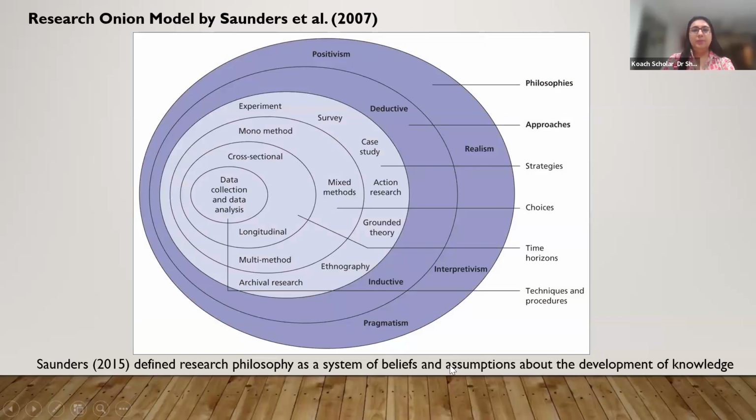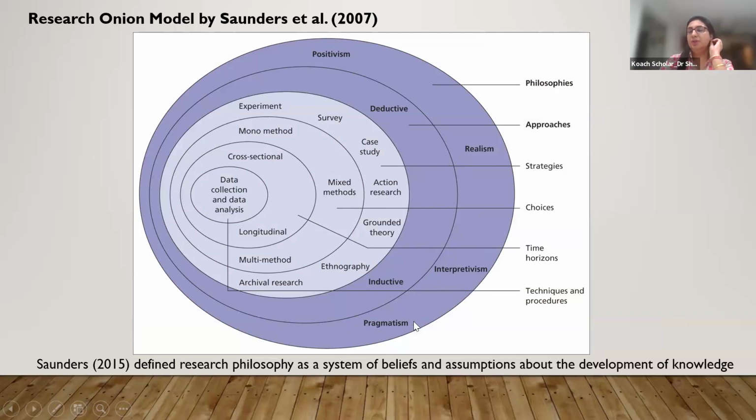All right. Now look at the outer ring. You can see there are 5 rings, 2 blue and 4 lighter blue rings. If you look at the first ring, it talks about the philosophies, and the philosophies are positivism, realism, interpretivism, and pragmatism.